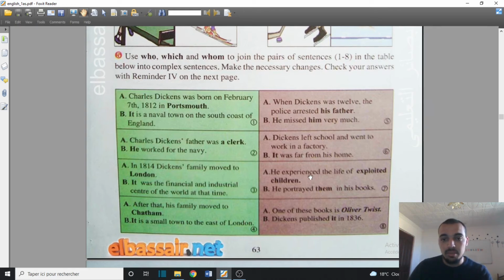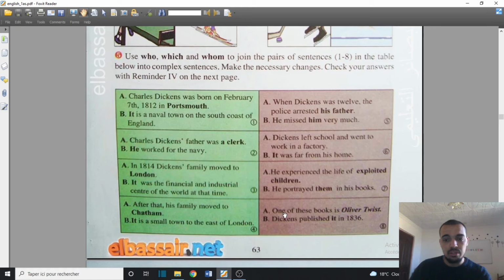So take some time, try to answer, think about it. We say he experienced the life of exploited children. Since I'm referring to exploited children, I'm not referring to he. I say whom he portrayed in his book. Here the whole explanation is about exploited children. Excellent, I hope you got it.